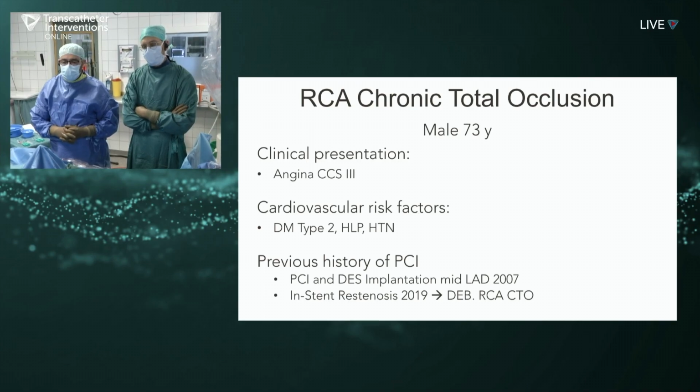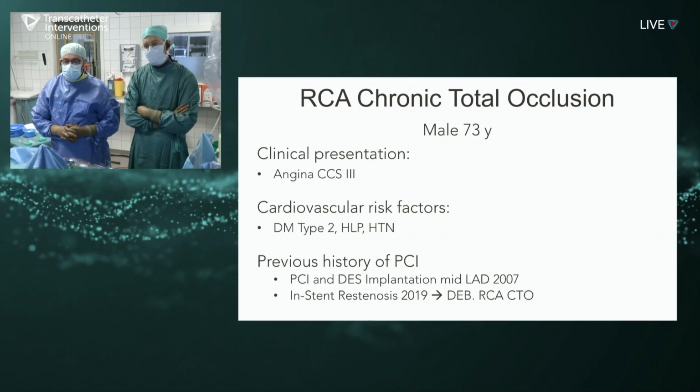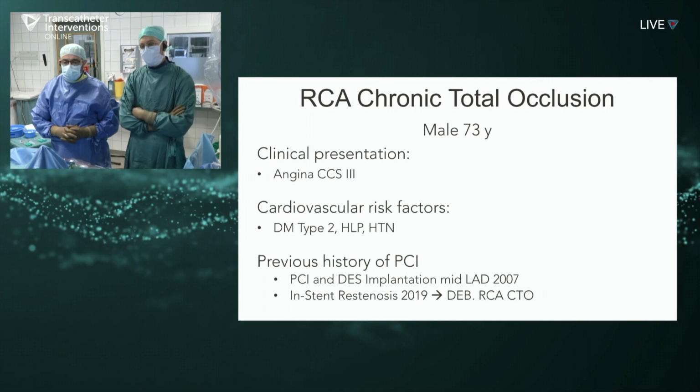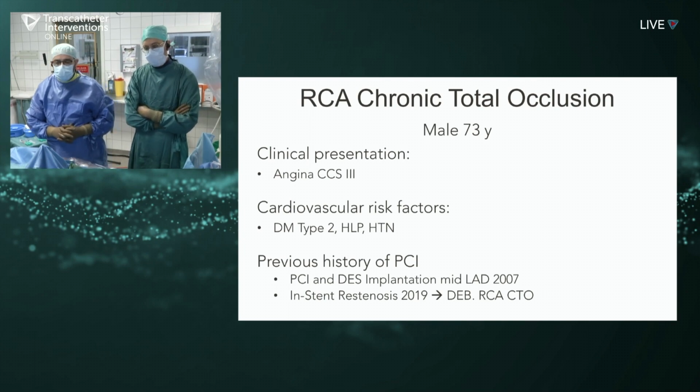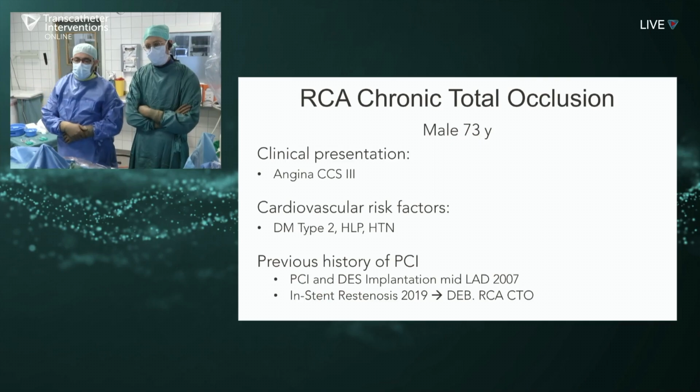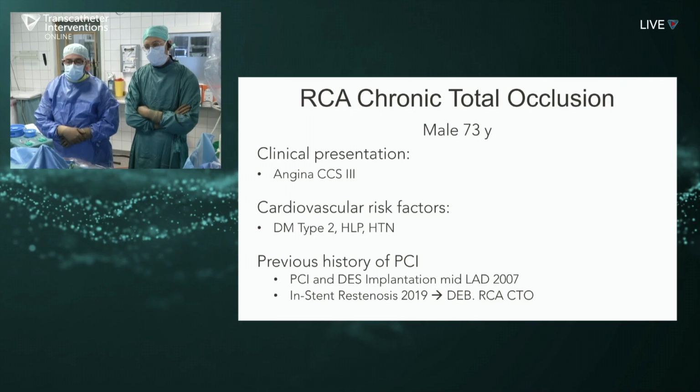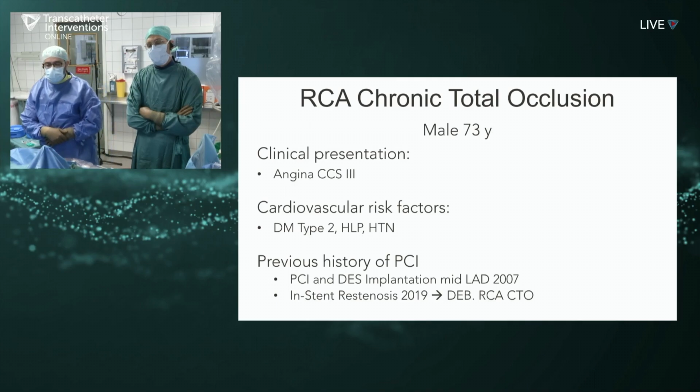So this first started in the year 2007, where he had PCI and implantation of a DES in the mid-LAD. Twelve years later, he presented with recurrent angina, so he was more or less symptom-free for 12 years. And last year when we saw him, he had an in-stent restenosis, or maybe some sort of neoatherosclerosis in this old stent that was treated with a DEB, and at that time already we saw that he had a chronic total occlusion of his right coronary artery, which was patent in the year 2007. So it occluded probably somewhere in between, but his symptoms actually started last year.